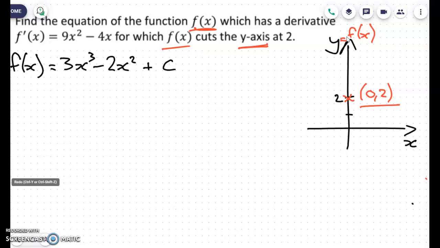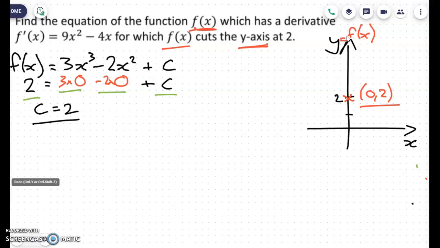So we know this point here. So when x is equal to 0, 0 cubed is 0. Of course, 3 times 0 is 0, and minus 2 times 0 is 0. I'm just writing that there really quickly just to show you that when x is 0, this is really simple. So when x is 0, y is equal to 2, which means f(x) equals 2. So that's pretty simple. That just means c is equal to 2, right? And if you haven't quite figured out what's going on, that's 0, that's 0. So all we're left with is c equals 2.